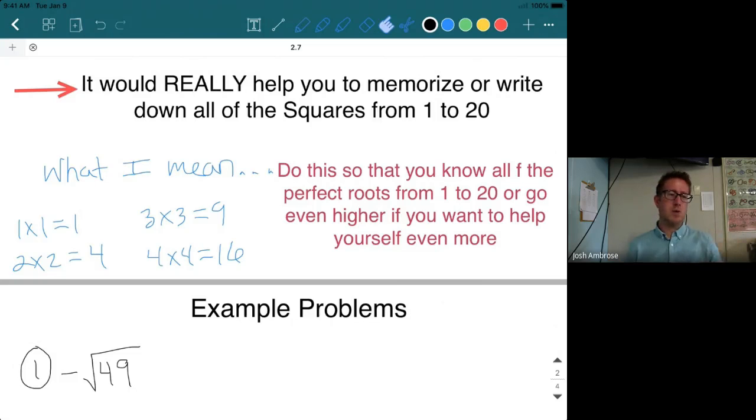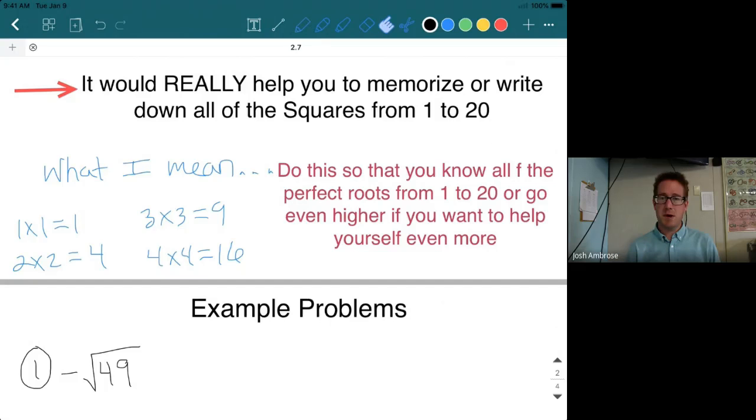Okay, so then I wrote out, what do I mean? 1 times 1 is 1, 2 times 2 is 4, 3 times 3 is 9. If you memorize all of those from 1 to 20, or even more than 20, it's going to really, really help you because you will already have memorized or at least written down on your notes everything from 1 to 20, maybe even 1 to 30. And that way, those square roots you will already have access to. Okay? And you don't have to think about it.